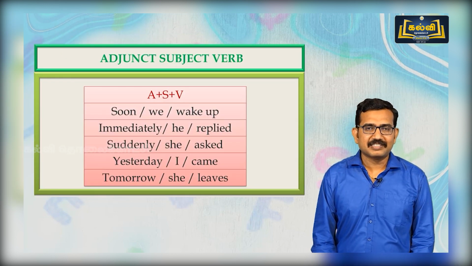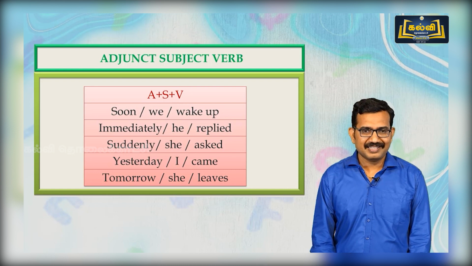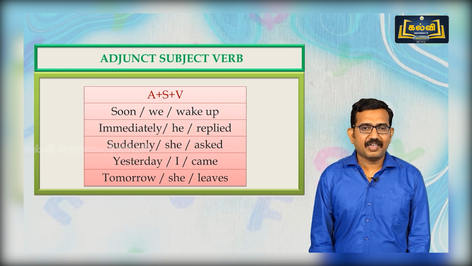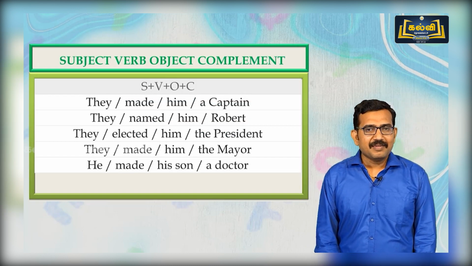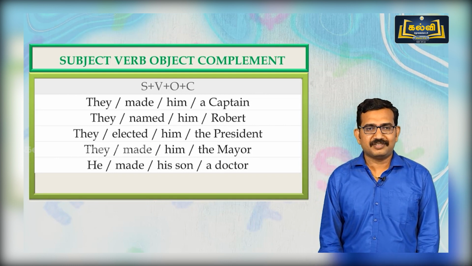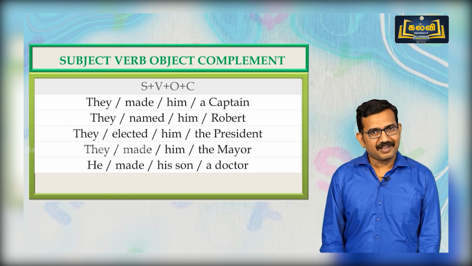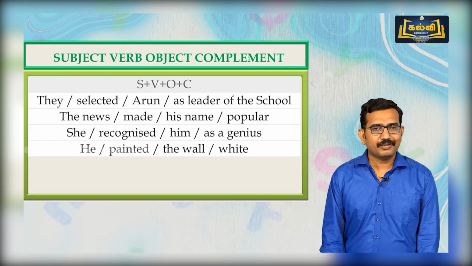ASV pattern, some examples. Soon we wake up. Immediately he replied. Suddenly she asked. Yesterday I came. Tomorrow she leaves. So some examples for SVOC. They made him a captain. They named him Robert. They elected him the president. They made him the mayor. He made his son a doctor. They selected Arun as a leader of the school.